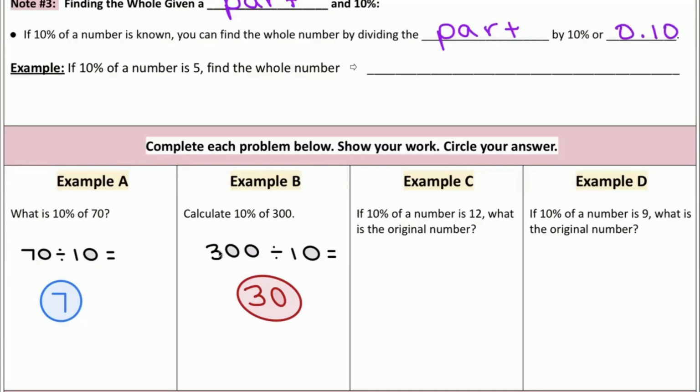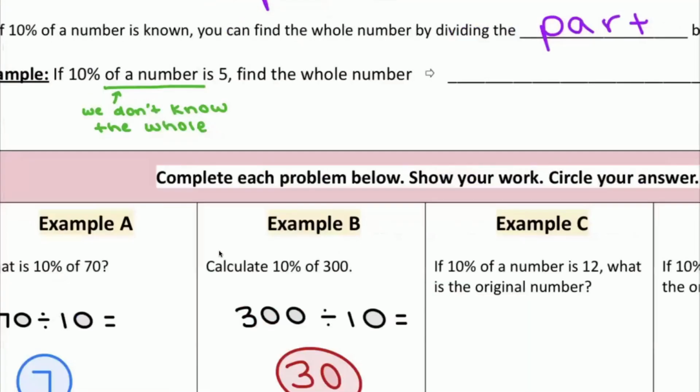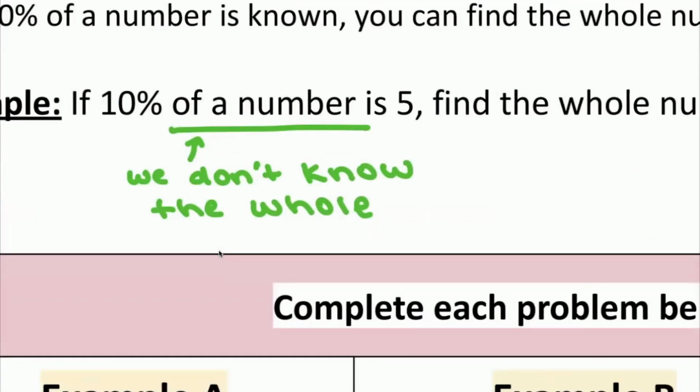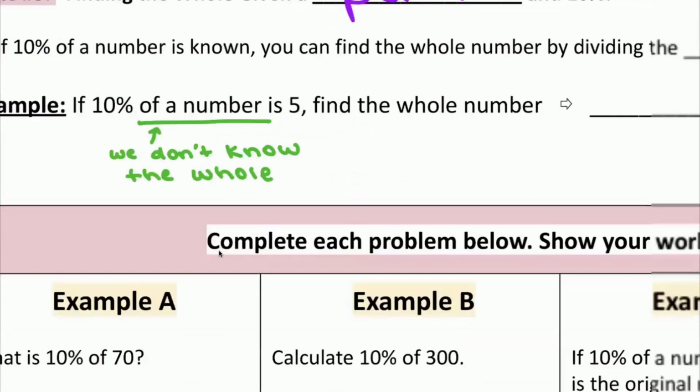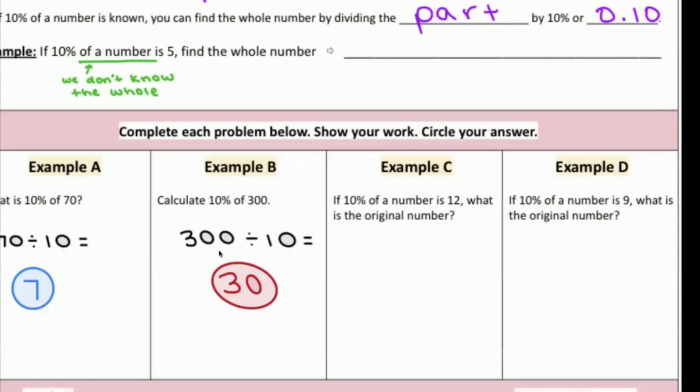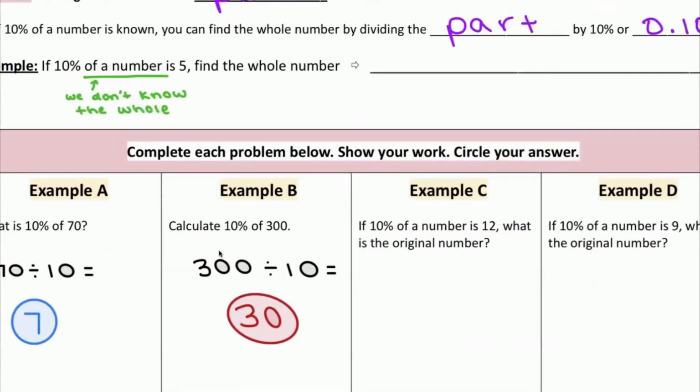So let's do a little example. It says, if 10% of a number is 5. Remember, after the word "of," it says a number, so we don't know what the whole is here. But in this example, we do know what the part is. The part is 5. So we're going to take what we know, 5, and divide it by 0.10, and the whole is 50.